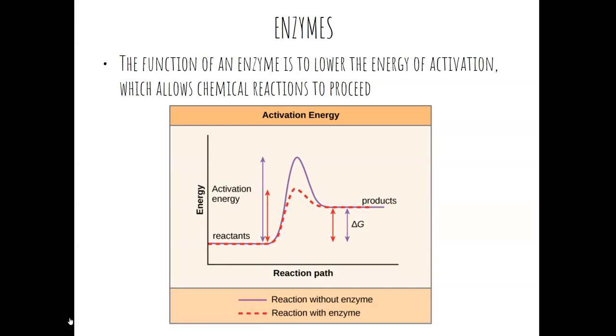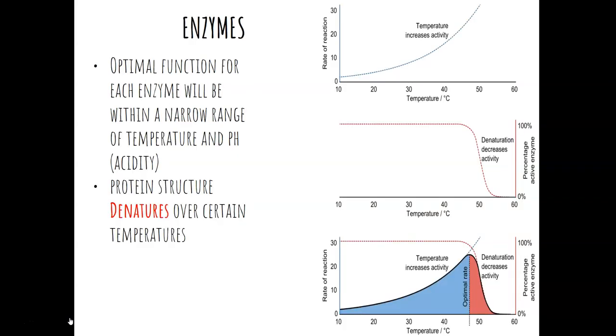So the function of an enzyme is to lower the activation energy and allow a chemical reaction to proceed. So without an enzyme, you might have a high activation energy, and with the enzyme, you have a lower activation energy. Each enzyme has an optimal function at particular temperature and pH ranges. So in some cases, what you would notice is that as the temperature increases, the activity of the enzyme increases until it reaches a certain temperature at which you get denaturation.